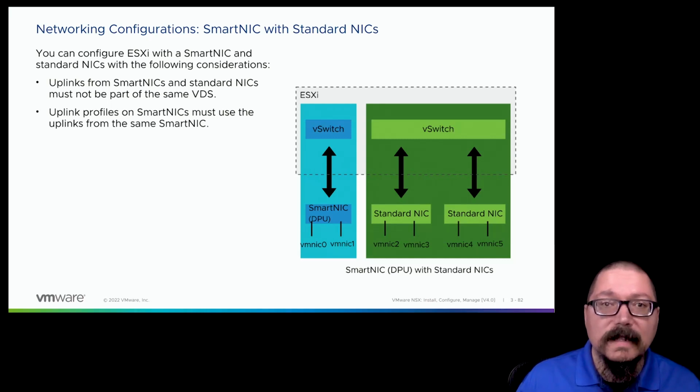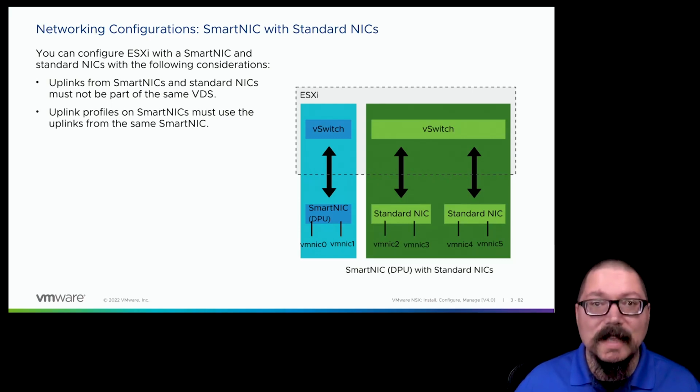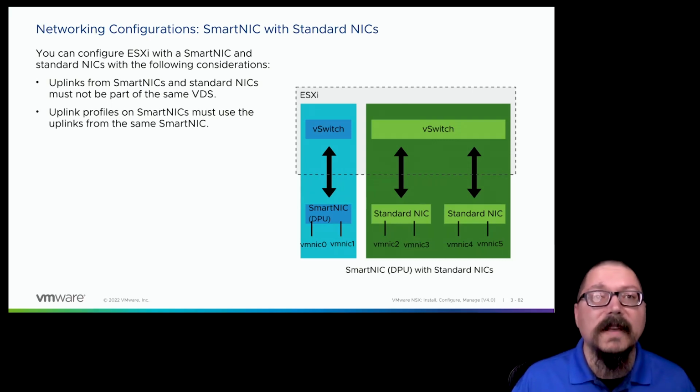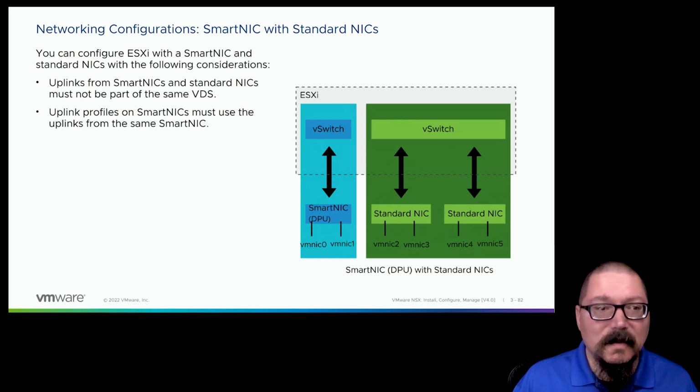So I have one DPU accelerated virtual switch and one or more virtual switches that are not DPU accelerated, doing all the same networking that we've been doing for years and years now. Again, SmartNICs: I can have one per hypervisor, and that SmartNIC's uplinks have to be owned by a virtual switch.